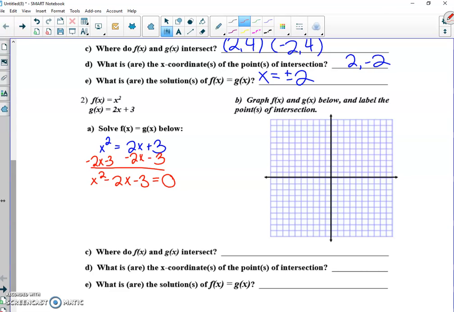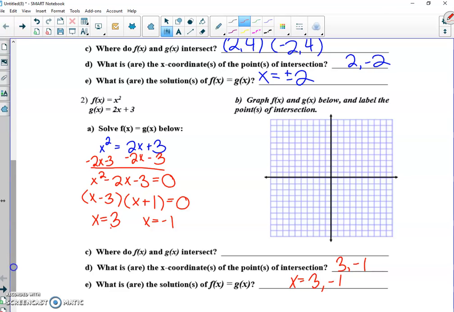Okay, so we have that. And so then from there, we just factor. So the two things that multiply to negative 3 and combine to negative 2 are negative 3 and positive 1. And then, remember when you actually solve that and you get the x values, they switch. So it's x equals 3 and x equals negative 1. So what are the x coordinates? I can already answer D, that the x coordinates of the points are negative 1 and 3, and the solutions are x equals 3 and x equals negative 1. But then I'm going to go ahead and actually graph these in order to see what the y values are.